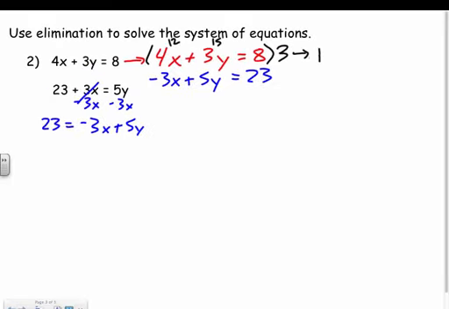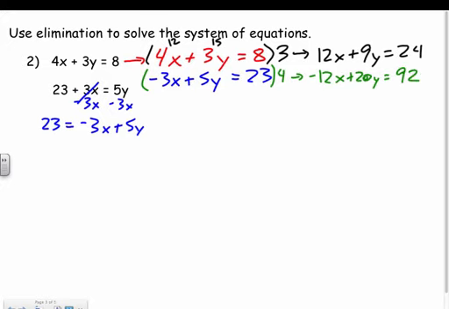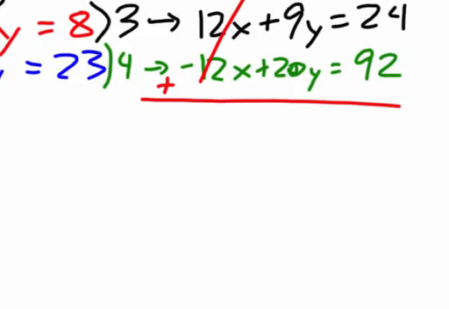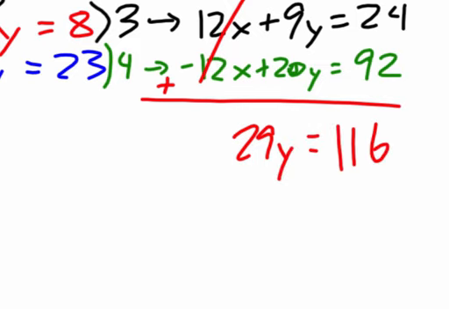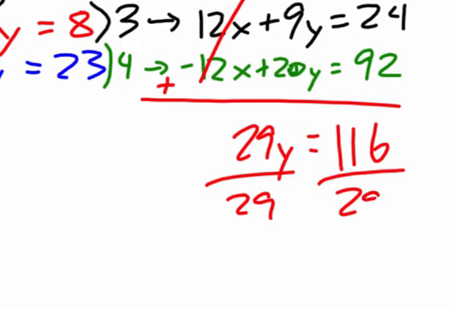So 3 times 4x is 12x, 3 times 3y is 9y, and 3 times 8 is 24. And we multiply this bottom equation by a 4 because we want a negative 12x. So negative 12x, and then 4 times 5y, which is 20y, and 4 times 23, which is 92. And then we solve our system. So basically, I'm going to add these two. So 12x and negative 12x will cancel. 9y and 20y is 29y. And 24 and 92 gives me 116. So we divide by 29, divide by 29.